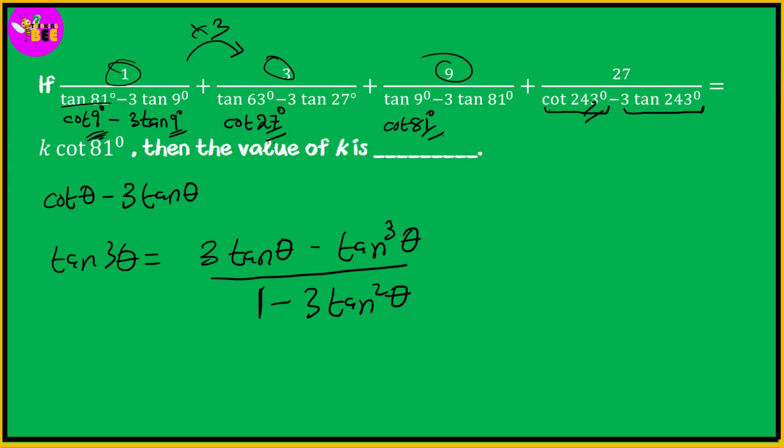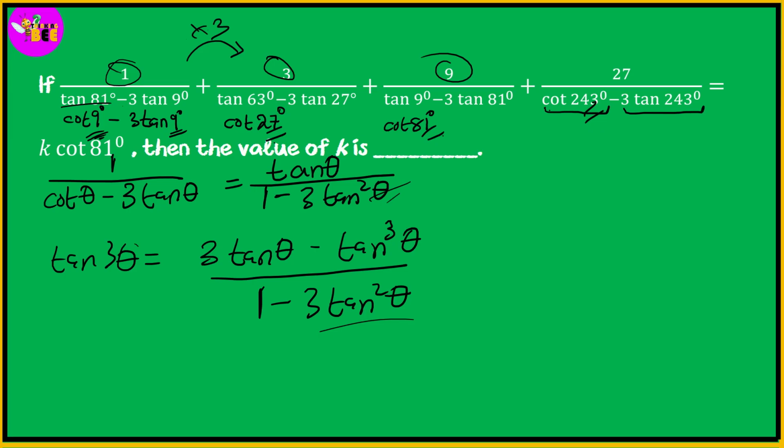Now, we need to find 1 by cot theta minus 3 tan theta. To convert it into tan square theta form, 3 tan square theta, we have to multiply both the numerator and denominator with tan theta. So, what we basically have to find is tan theta by 1 minus 3 tan square theta. Now, we got the denominator equal.